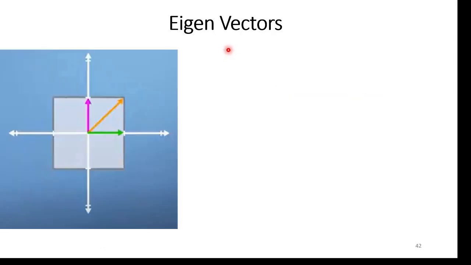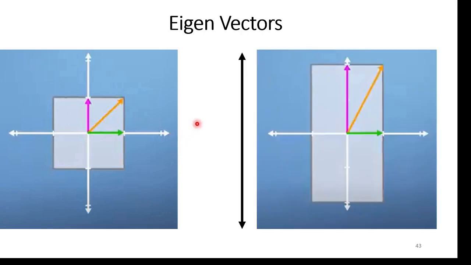Now we can move to the eigenvectors. This is a square in a 2D space. Consider these three vectors represented by green, orange and purple colors. Let us transform this square by stretching it in the vertical direction. After transformation, observe that the green vector is unchanged. Purple vector has changed its length but retains the direction. Orange vector has changed its length as well as its direction. Here, green and purple vectors are called eigenvectors.